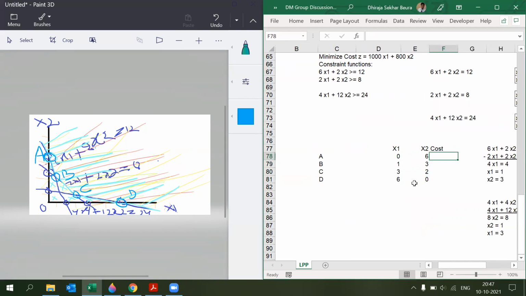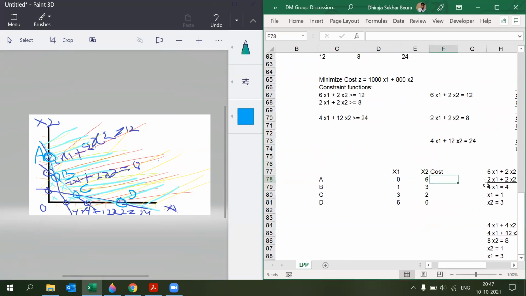Now that we have all the coordinate values, let's put in the equation that we have for the z function, which is 1000 into x1 plus 800 into x2. I'll simply copy paste the same equation in every place. Find out whichever is lowest, because here it is a minimization question. The lowest point is B, right? So this is the solution.